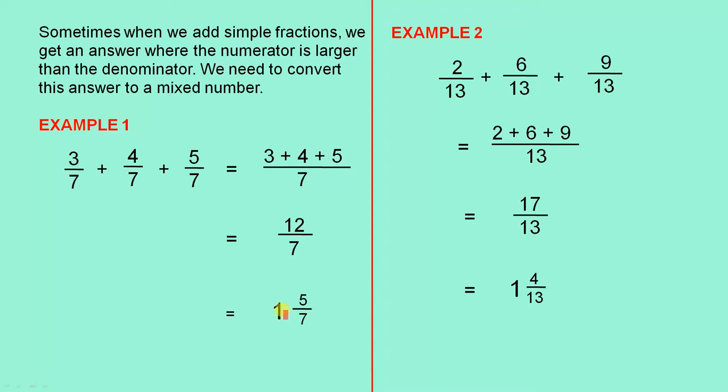And to quickly check that that's correct, I'll only do this once. 7 ones are 7, plus 5 is 12, 12 over 7. Okay, so they are both the same. They have the same value.